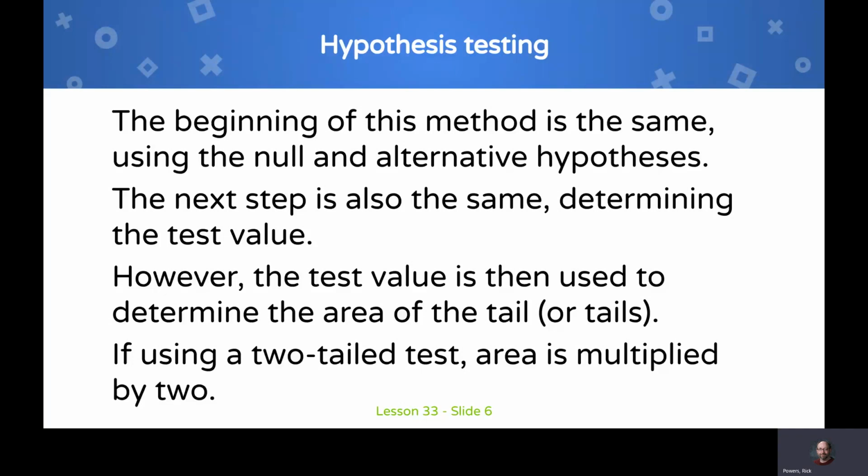The beginning of this method is the same, using the null and alternative hypotheses. The next step is also the same, determining the test value. However, the test value is then used to determine the area of the tail, or the tails. If using a two-tailed test, the area is multiplied by 2.